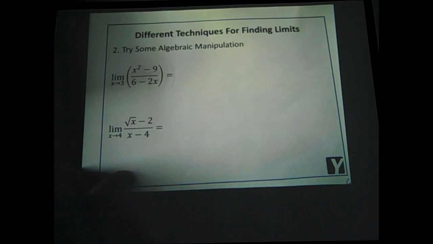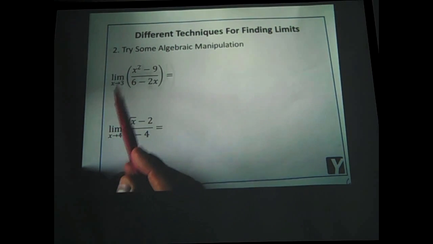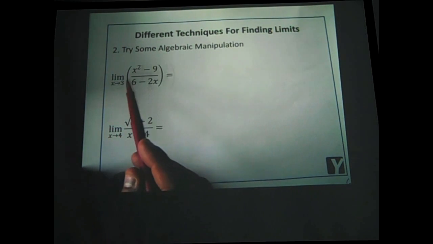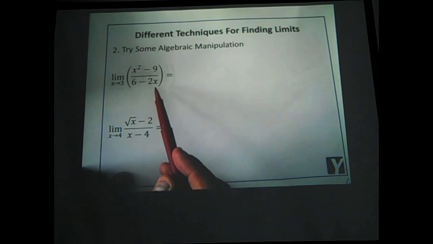So let's continue exploring limits. The last couple of ones we did, we were able to find the limit by plugging in. Here, we're solving the problem: limit as x approaches 3 of (x squared minus 9) over (6 minus 2x).